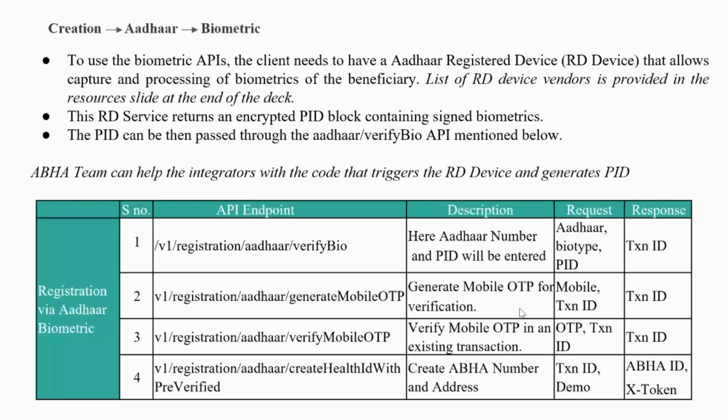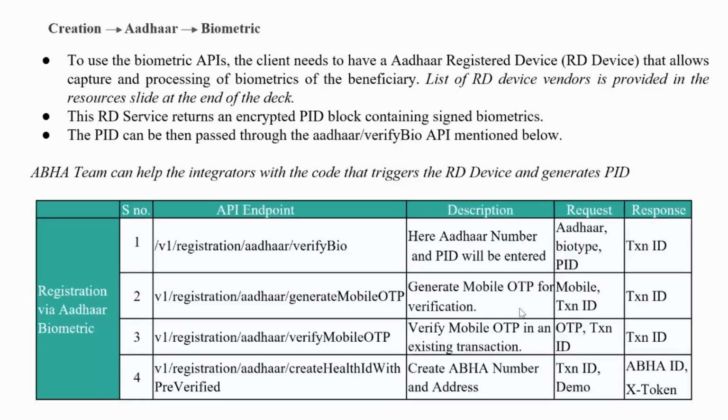The first API we would follow is verify bio. Here we'll enter the Aadhaar number, and we need to enter the PID generated from your thumb impression or any fingerprint impression. That PID should be base64 encoded, and biotype should be FMR, sorry, only FMR. Then when you pass it on, you will receive a TXN ID, and that TXN ID you need to pass on.